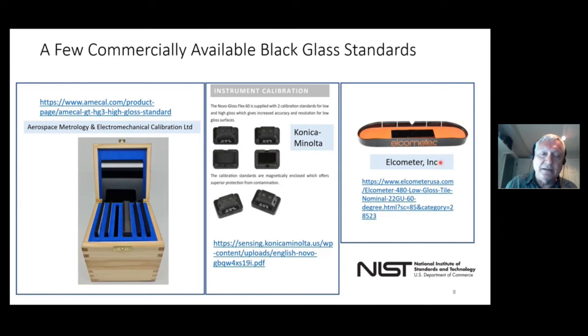On the right here, Elcometer in the United States provides a black glass with their Model 480 instrument. And I give the links to the web pages here so you can learn more about them, if you like.